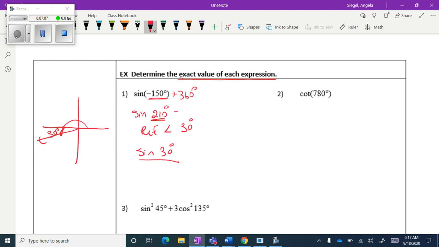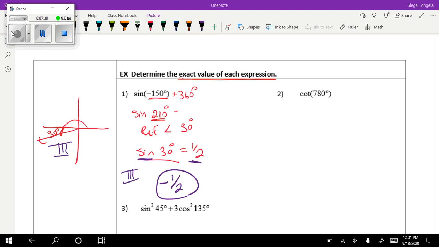So we know that the sine of 30 degrees is 1/2, but it's in quadrant 3, and I know that sine is negative in quadrant 3. So it's going to be negative 1/2. That's the thought process there. Try to do number 2 on your own.